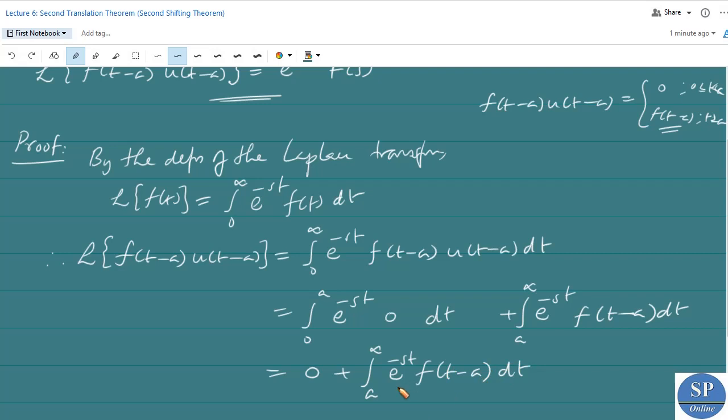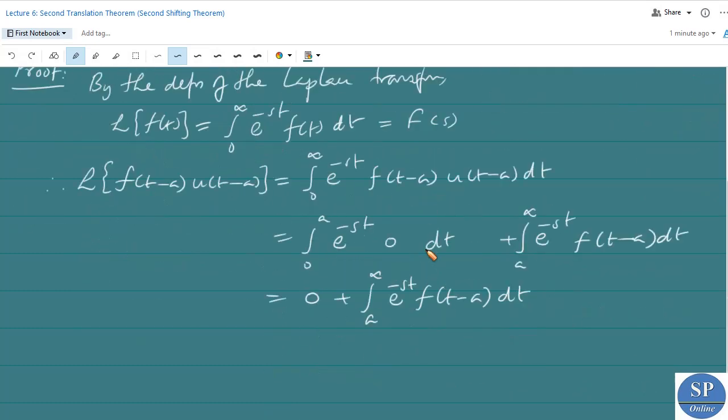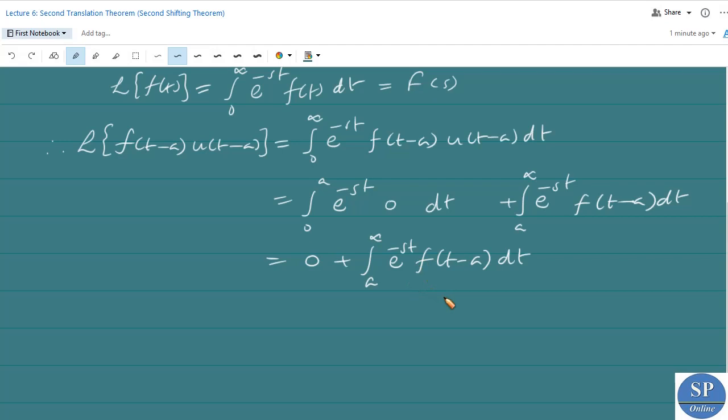Now we have to show that this integral is equal to e power minus as into F of s, where F of s is the Laplace transform of f of t. Okay. So here we can replace t minus a by a new variable. Putting t minus a equal to some v, we have dv by dt is equal to 1 minus 0, that is dv is equal to dt.